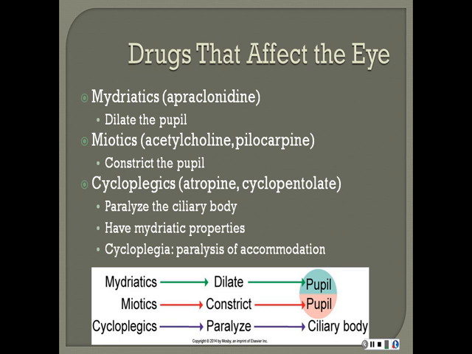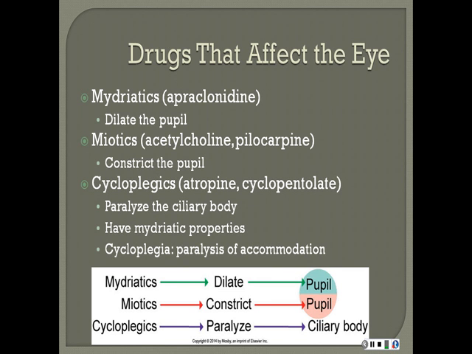Medications used to treat disorders of the eye are divided into several drug groups. There's anti-glaucoma drugs, antimicrobials, anti-inflammatories, topical anesthetics. The list can just go on and on. We'll be discussing each of these groups throughout the lecture, including the drugs that are listed here on the slide.